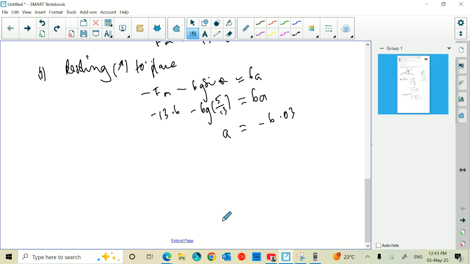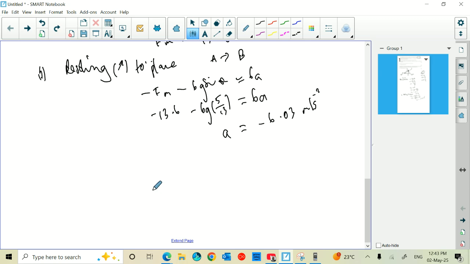I'm conscious of the time, so that's why I didn't bother going to the calculator. It's already been worked out. So a is equal to minus 6.03 to 3 sig fig, in meters per second squared. So better put that in. Meters per second squared. So that's the acceleration, and that's of course going from A to B.